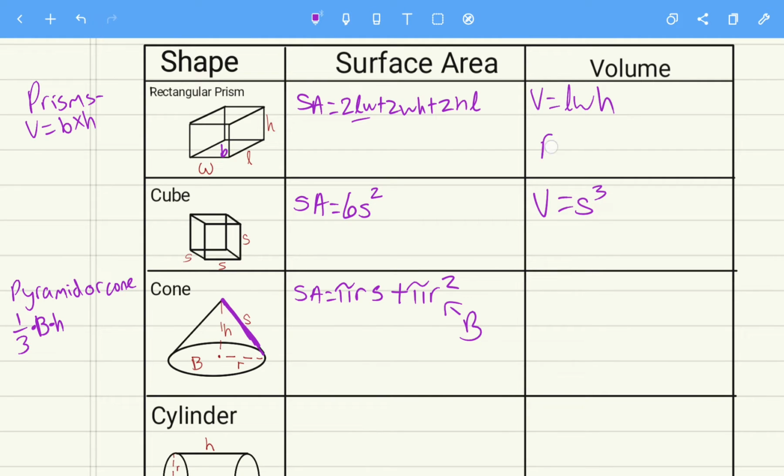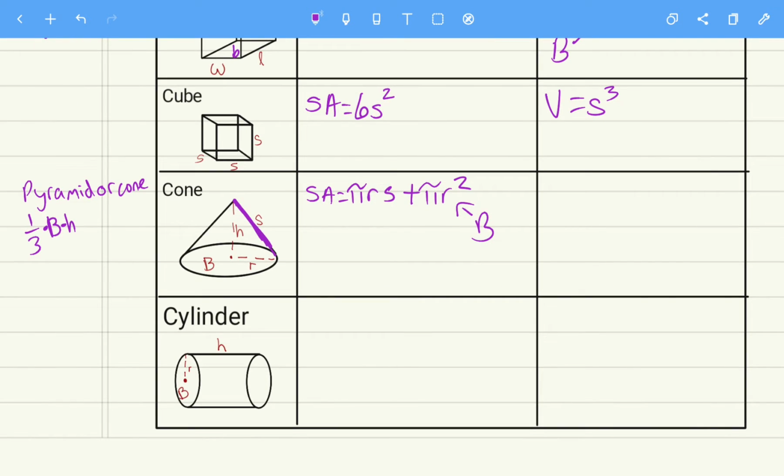And I'm going to make an adjustment up here. Base is the length times width. It's not divided by the base. Now, the volume is 1/3 times pi r squared times the height, or 1/3 times the base times height, because base is pi r squared.